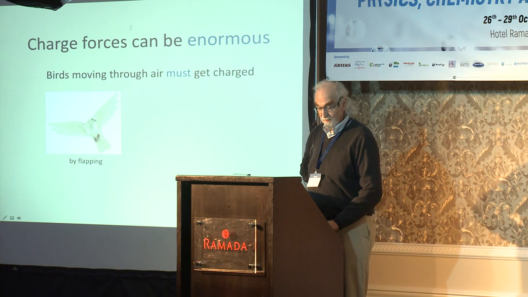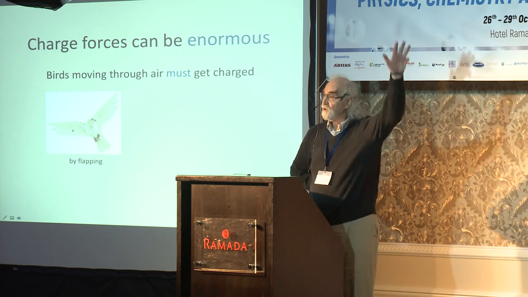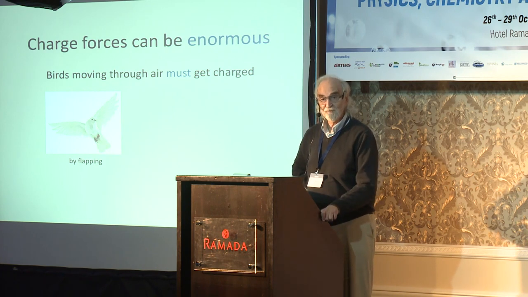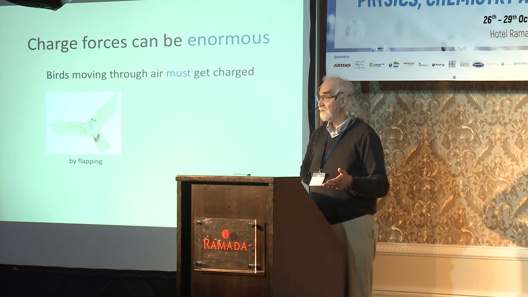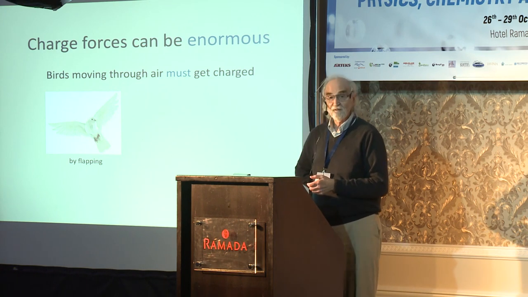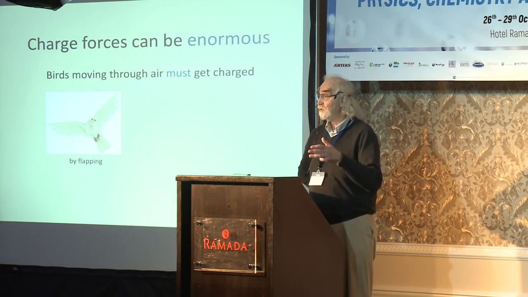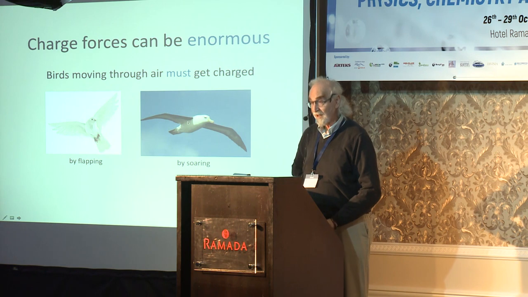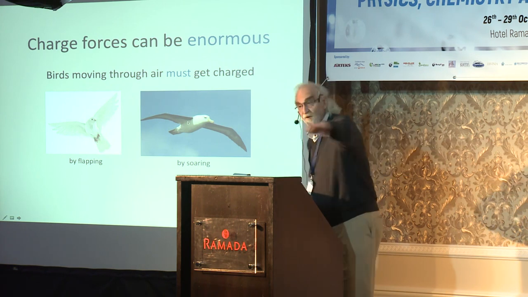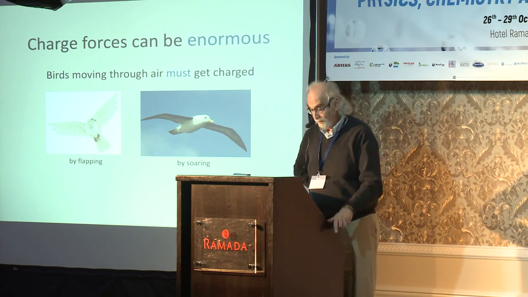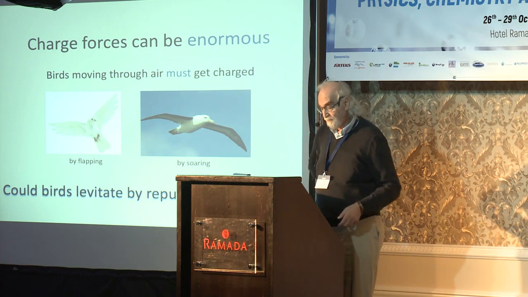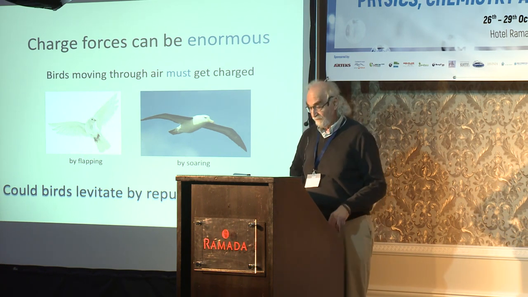And birds moving through the air must get charged because, you know, this bird is flapping its wings and the wing is moving through the air, and therefore the bird must get negatively charged from the triboelectric effect, must repel the earth. And I've just demonstrated to you that the magnitude of the forces from this kind of effect can be just huge, much, much larger than you would imagine. And the same thing applies to birds that are soaring in the air. They don't flap their wings, but they're moving their wing through the air. They also get charged in much the same way. So I raise the question, is it possible that birds are able to levitate by repulsion from the earth?